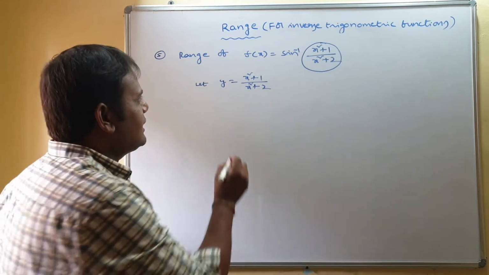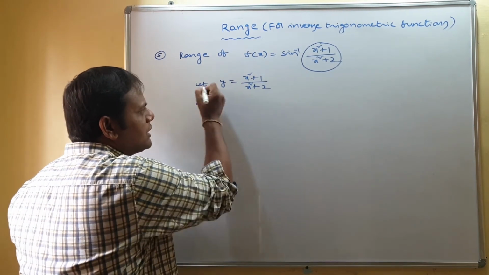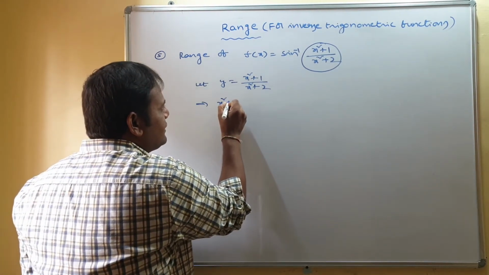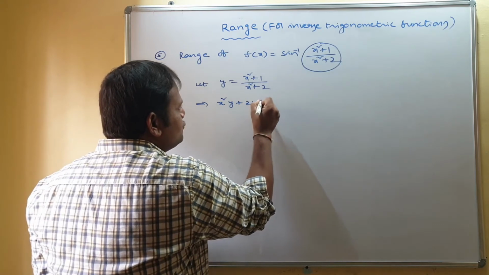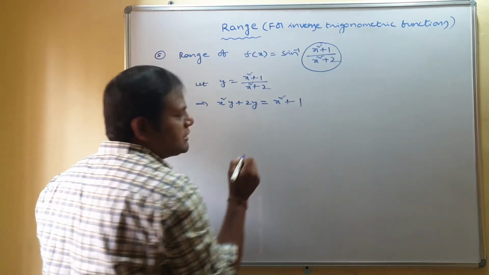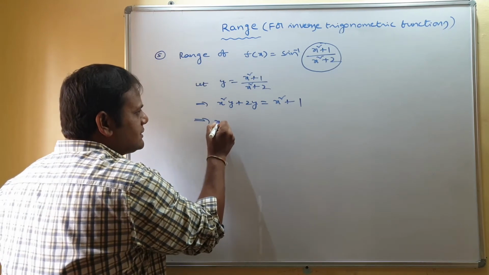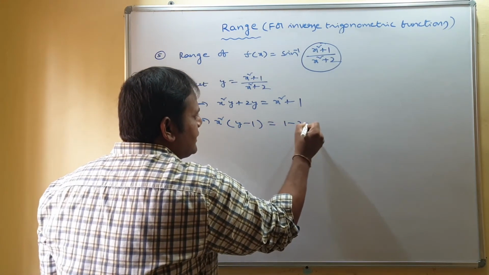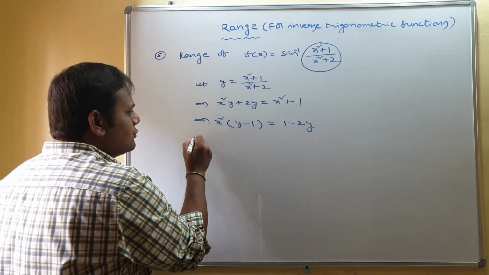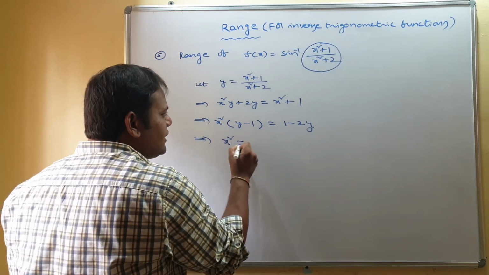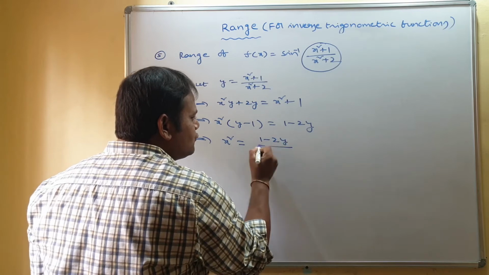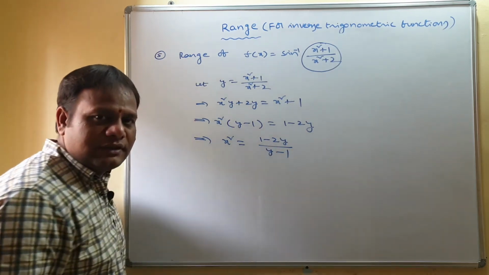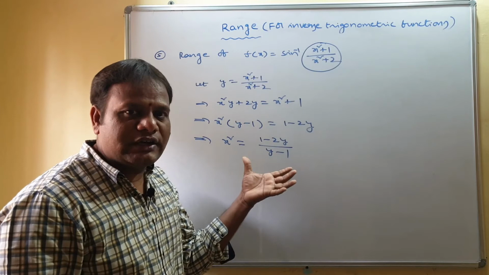Okay. Listen carefully. See, do cross multiplication. We get x square y plus 2y is equal to x square plus 1. You take x square common, you get x square times y minus 1 is equal to 1 minus 2y. So what we got? x square equal to 1 minus 2y by y minus 1. How to find the range for this?